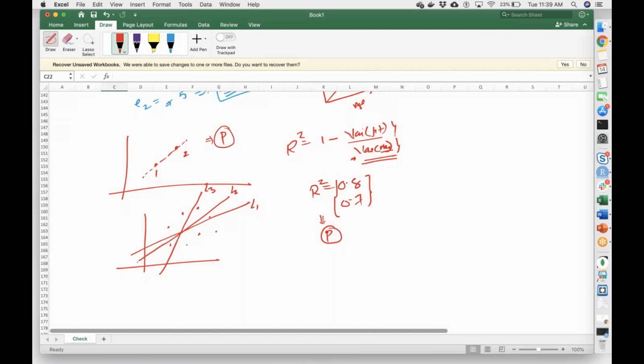After this, the next important thing is our assumptions. Let me go through a couple of assumptions. This is also known as OLS, the ordinary least square method.